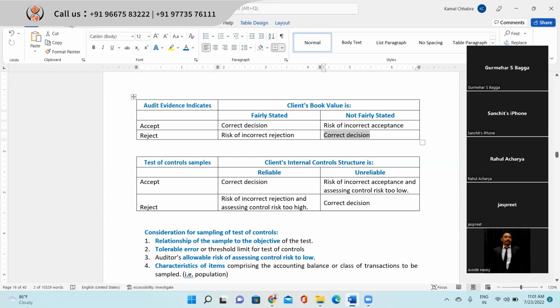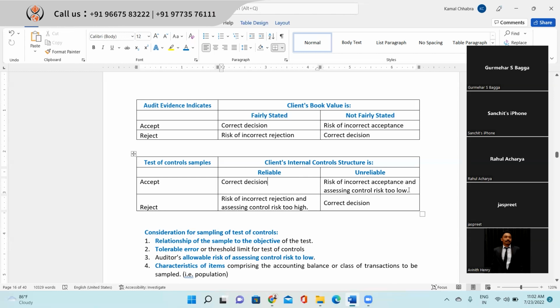Yes, sir. Right. So now look at the second table. First table is for test of detail. Second is for test of control. So in test of control, if you are accepting the control, that means if you are relying on the control, the 25 sample you have selected is all right, and the client record is also right, then your decision is correct.